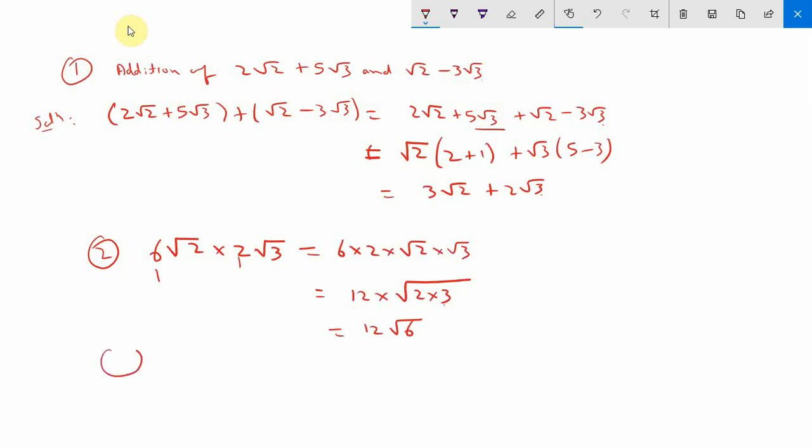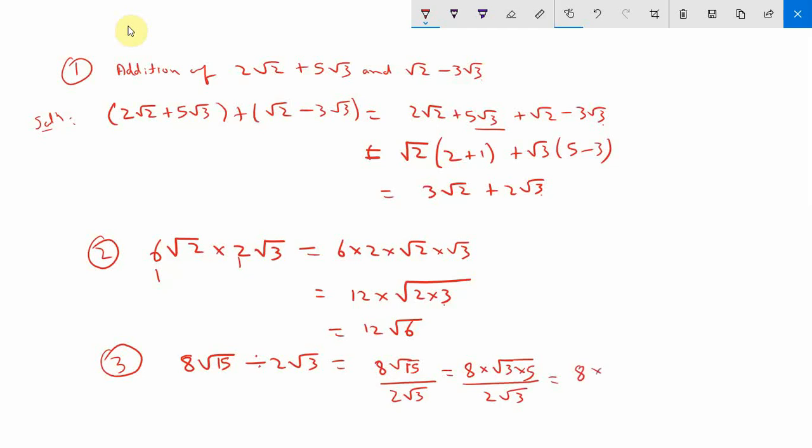similarly we can divide two irrational numbers. If you see 8 root 15 divided by 2 root 3, what we can do is break root 15 into root 3 into root 5. So 8 into root 3 into root 5 by 2 root 3, and this will be 4. So 4 root 5 is our answer.